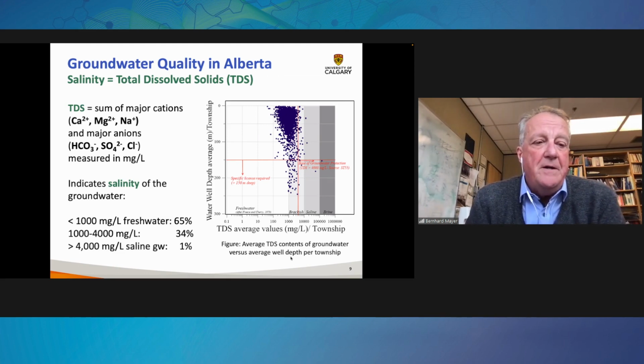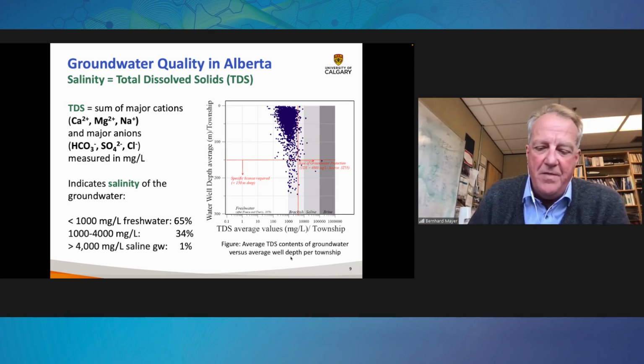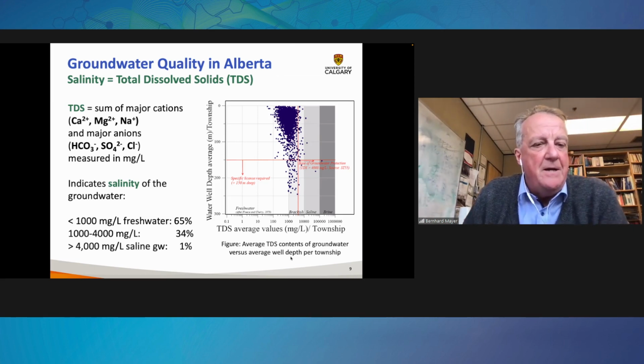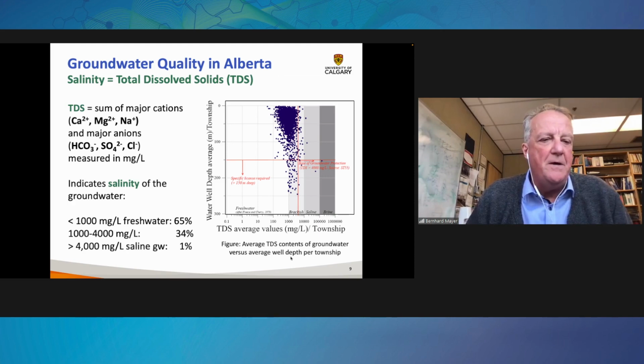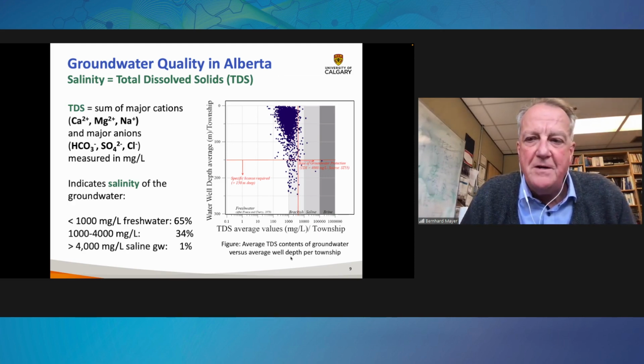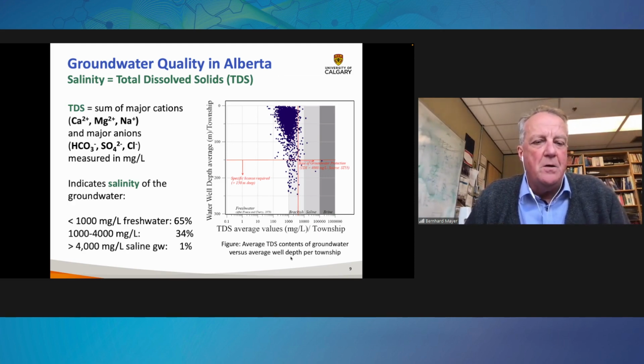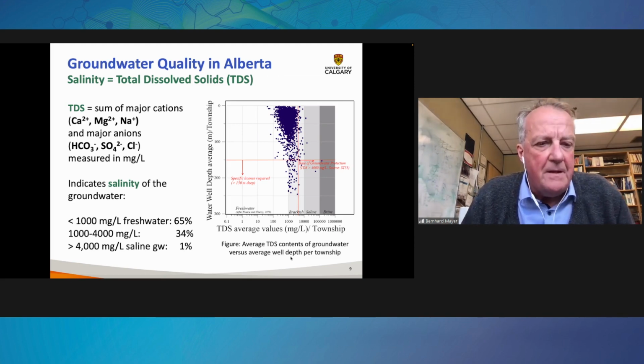1/3 of the groundwater in Alberta has total dissolved solids ranging from 1,000 to 4,000 milligrams per liter. And only 1% of the shallow groundwater in Alberta has more than 4,000 milligrams per liter of total dissolved solids, and that would be called saline groundwater in Alberta. The diagram you see shows, for each township, the average depth of the wells from which the water came, and the average total dissolved solids.